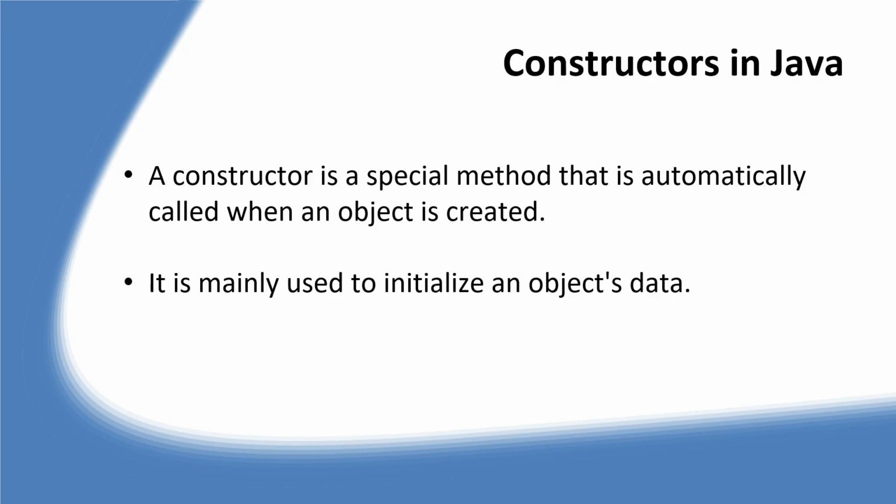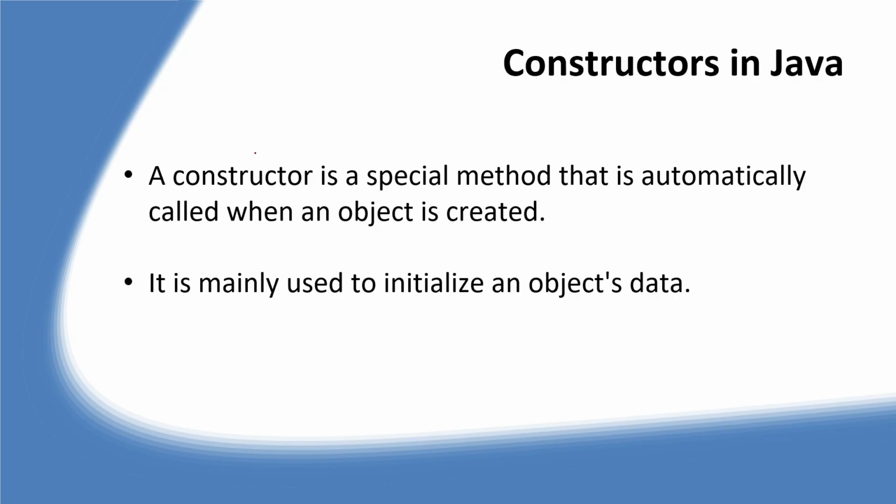A constructor is a special member of a class that executes automatically. So whenever we create an object using the new keyword, this constructor will get called. Its primary purpose is to initialize instance variables, that is properties, and perform any setup required for the object.